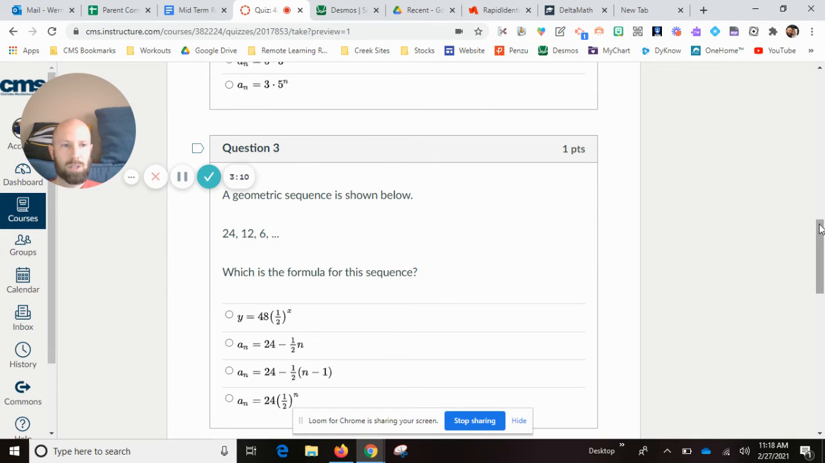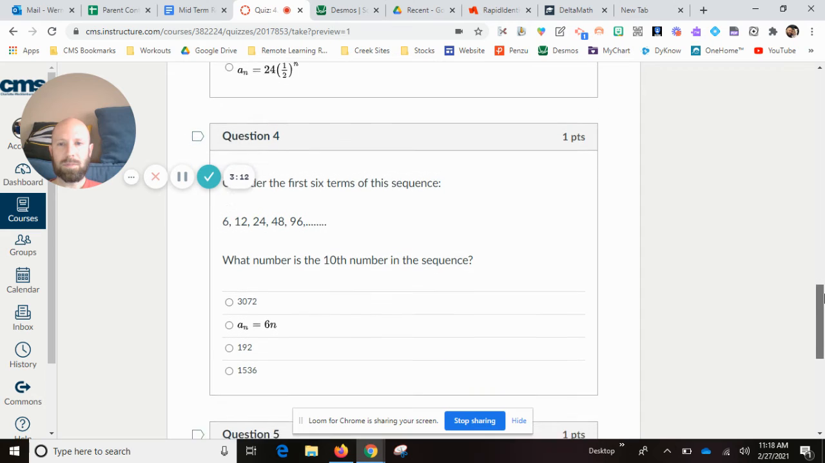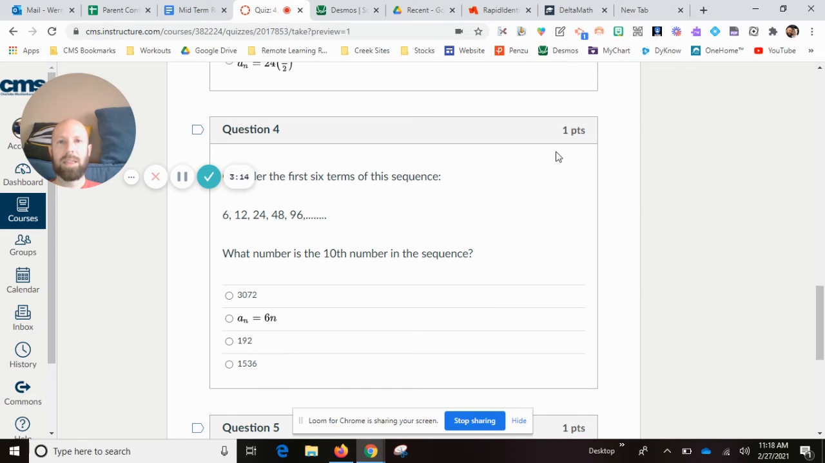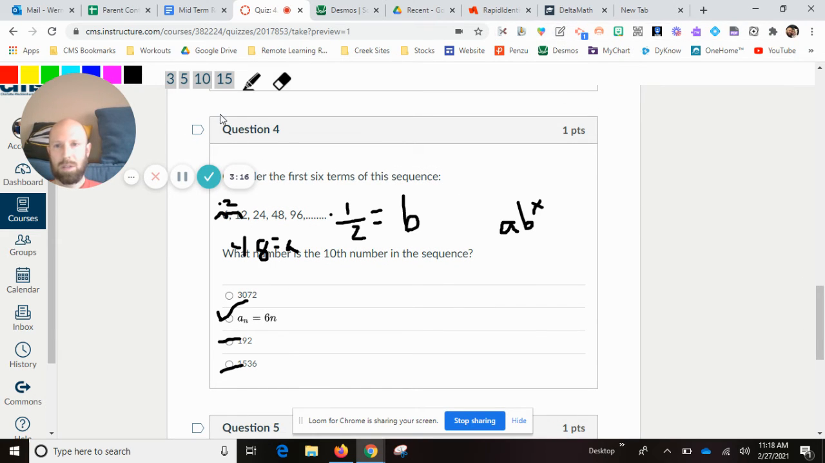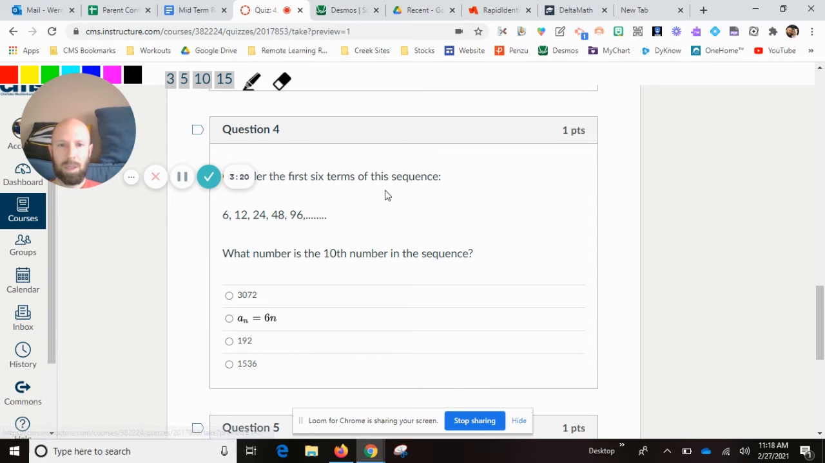Let's go to question 4. What is the 10th number in the sequence? So again, we're going to use our equation. We need to find a, the initial number, b, the ratio, and x, since it wants a 10th number, x is going to be 10. B is what we're multiplying by, 6, 12, 24. We're multiplying by 2. So B is going to be 2. So something times 2 to the 10th.